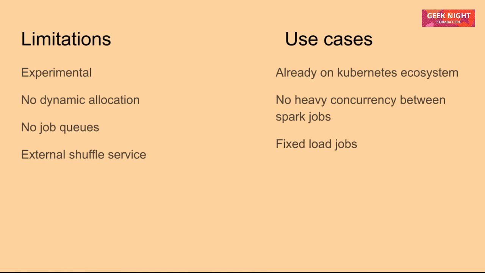Then if we have fixed load jobs, let's say I have one job which runs at 12 o'clock and runs for, let's say, 1 million records, and it's a fixed load. Every day I run for 1 million records, and let's say the job takes 1 hour. Then I have another job running at 4 p.m. which runs for, let's say, 1.5 million records. So if we have fixed load jobs, those kinds of use cases are best fit for Spark on Kubernetes as things stand now.